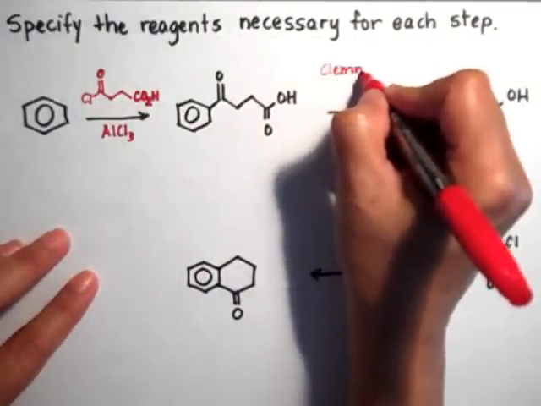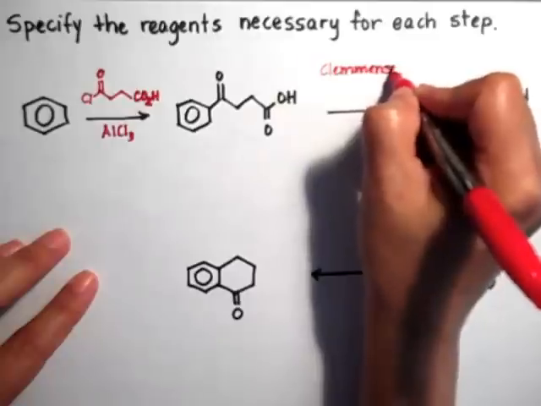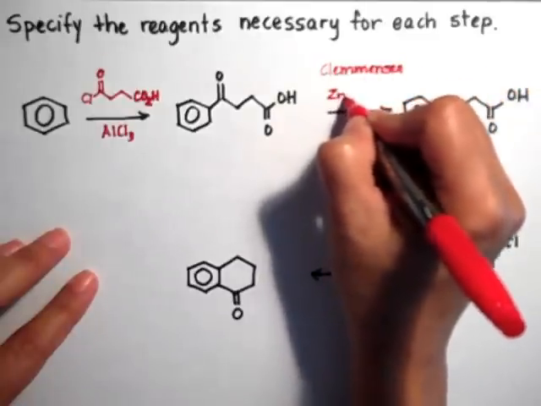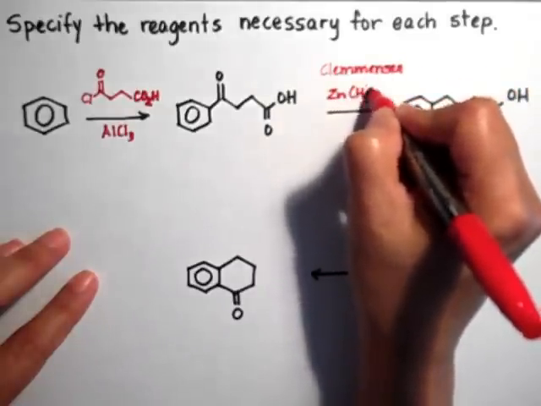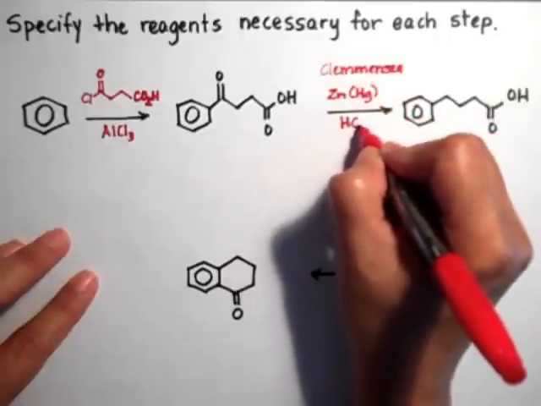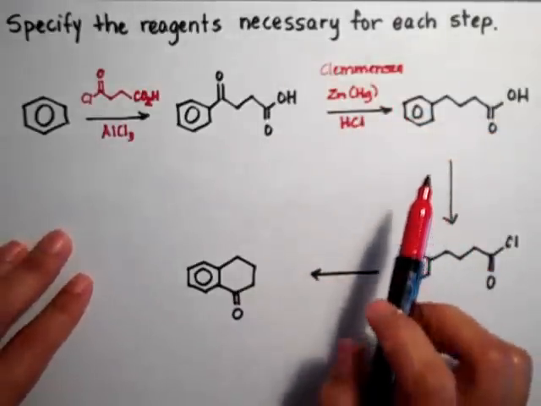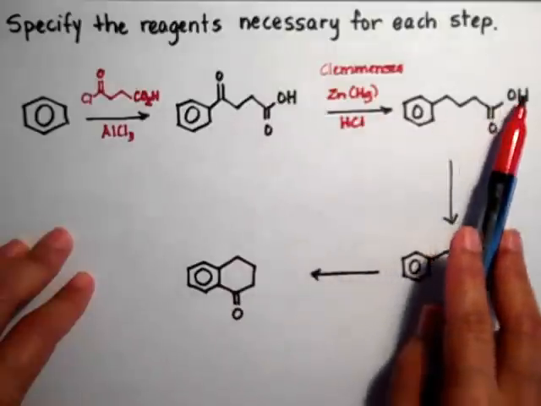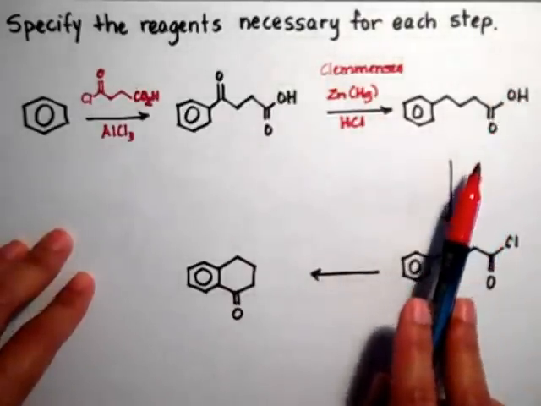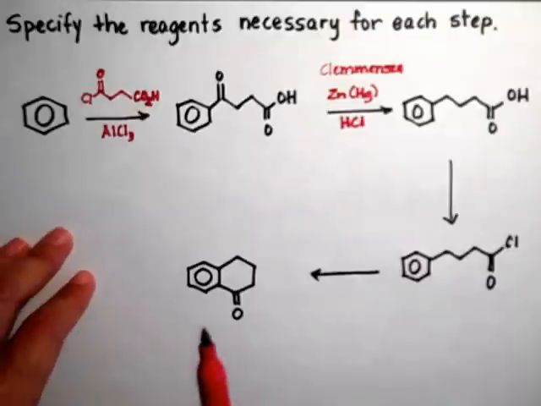And the Clemmensen reduction, we take an amalgam of zinc and mercury under acidic conditions. It's a reaction that's specific for ketones and aldehydes. It will not do anything to the carboxylic acid, so we don't have to worry about it.